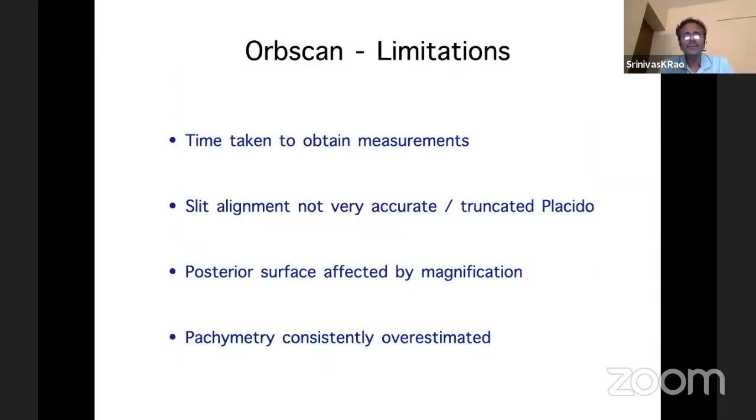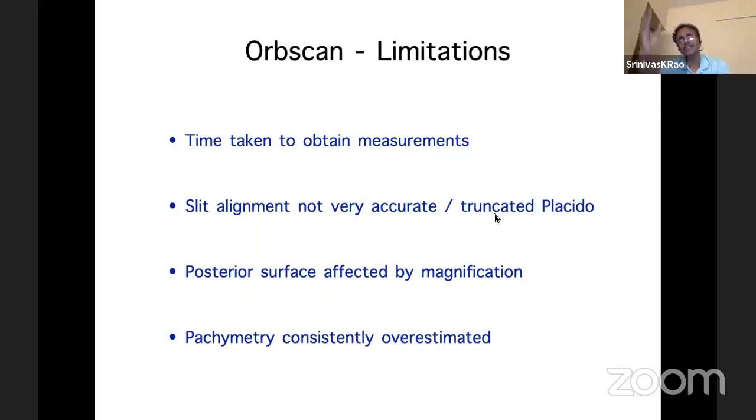Now, the reason why the OPD-Scan has limitations and why the Pentacam and similar devices came into vogue is because the OPD-Scan takes a bit of time, close to a minute, to obtain the measurements. And if you have saccadic movements of the eye, then the slits are difficult to align. You can get one slit here, and it goes up and down. And therefore, it becomes very hard to align. And even though they realized that they needed a Placido because of the construction of the device, you can't have a circular Placido because it interferes with the slit. So they had to make it an oblong kind of a Placido, which means you're missing data superiorly and inferiorly.